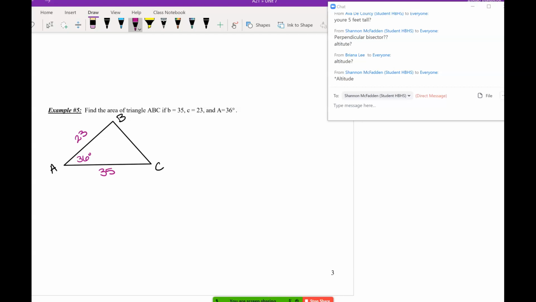Okay, well right away, I see it's side, angle, side. That's perfect. So I know that we can use our new area formula. 1/2, in this case, our sides are little b and little c. So I'm going to have 1/2 little b times little c times the sine of the given angle, which is angle A. And let's go ahead and plug in what we know. We're going to take 1/2 times 35 times 23 times the sine of 36 degrees.